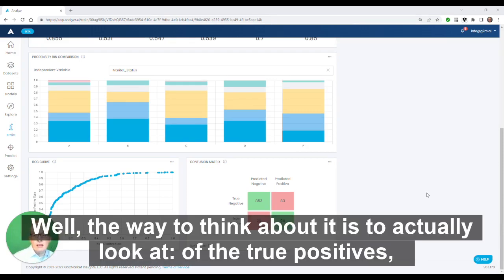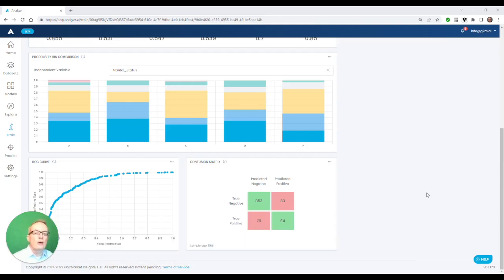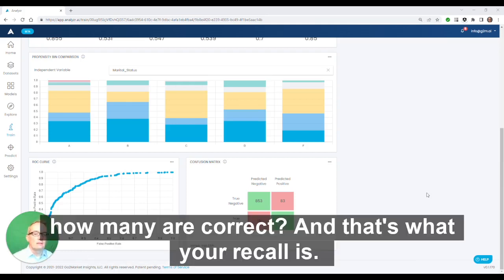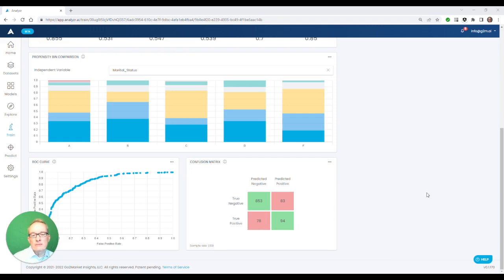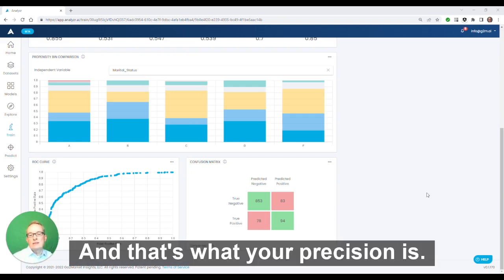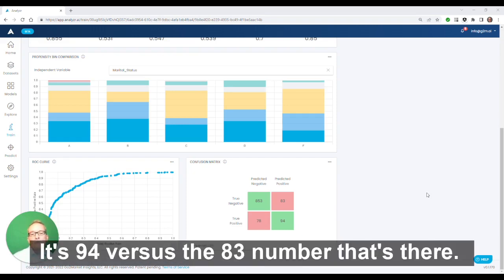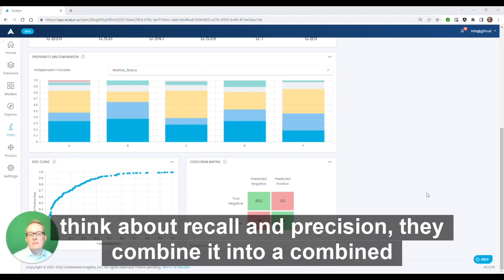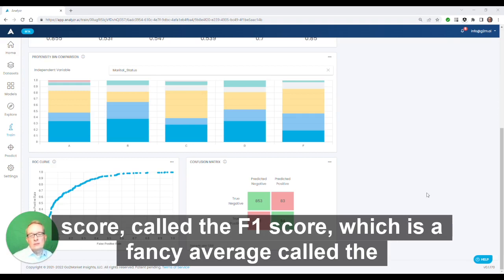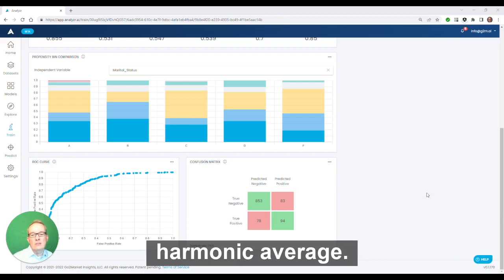Well, the way to think about it is to actually look at, of the true positives, how many are correct? And that's what your recall is. In this case, it's 94 versus 78. And then of the predicted positives, how many are correct? And that's what your precision is. It's 94 versus the 83 number that's there. And often in practice, rather than think about recall and precision, people combine it into a combined score called the F1 score, which is a fancy average called the harmonic average.